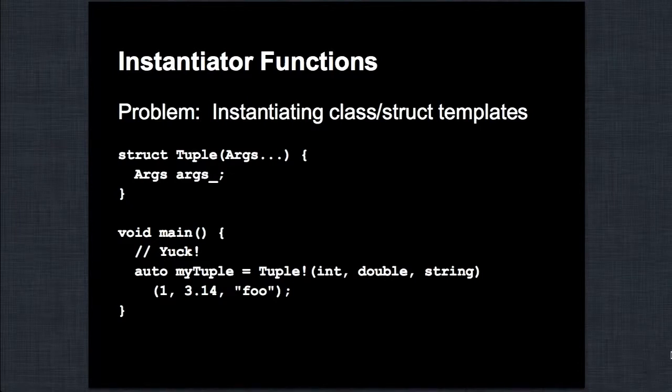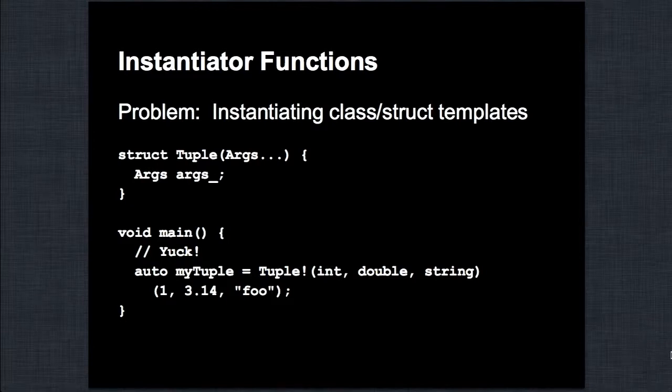So here's an example without the instantiator function pattern. This struct tuple is a highly simplified version of what's in std.typecons. It's just a struct template that takes a set of types and holds those types in args. Now the way we instantiate this template, let's say we have an int, a double, and a string: we instantiate the template with an int, a double, and a string, and then pass these three arguments as a struct literal to tuple, and we've instantiated our struct.